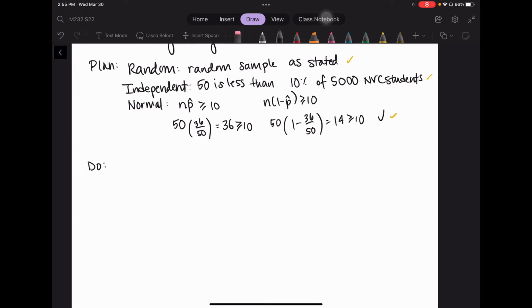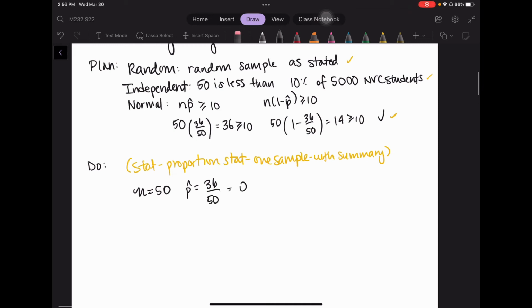In StatCrunch, we're going to go to Stat, Proportion Stats, One Sample with Summary. I'll write that in yellow. You do not need to include that on your test. This is just me telling you what the steps are, and you can find that on the rubric on the second page or on the first page in the do. I write it multiple places. For this, I need to calculate what p hat is and what the sample size is. So the sample size was 50, and then p hat was 36 over 50, or 0.72. I also need to find the interval.